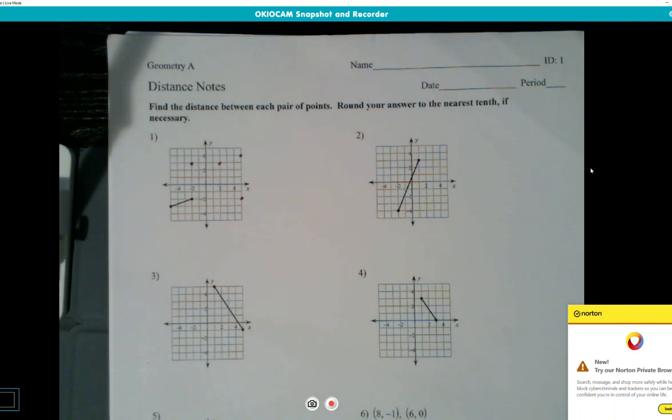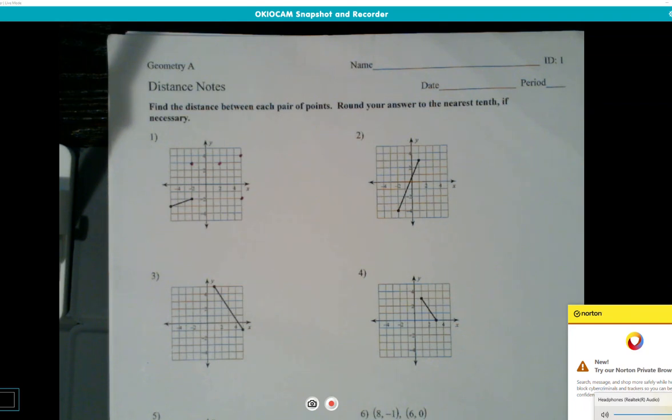Now, the problem comes in when I don't have it on a straight line, when it's slanted. One thing that I want you to understand is that we can never, ever, ever count a slanted line.